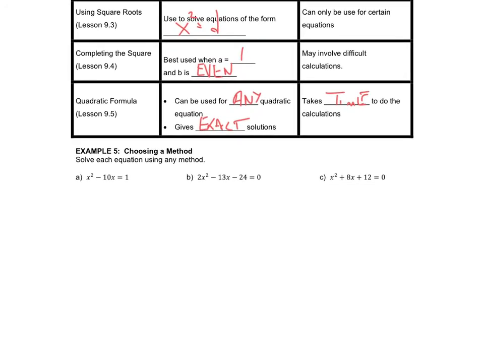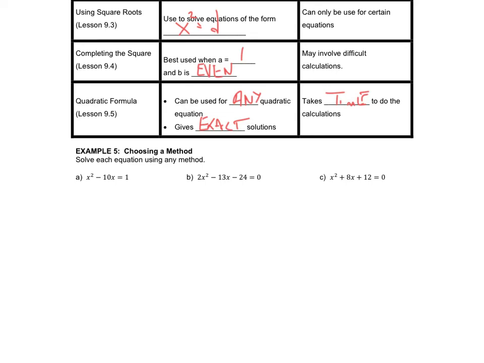All of them will get the answers. These are some of the advantages and disadvantages. So solve each by any method. So looking at this first example A, to me, the A is a 1. The B is an even number.